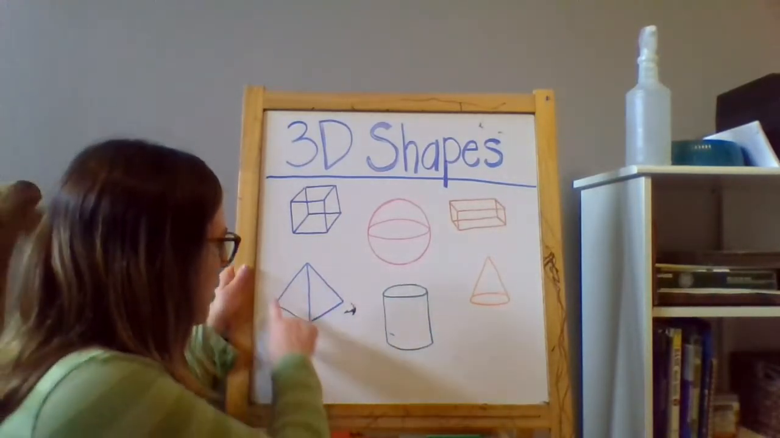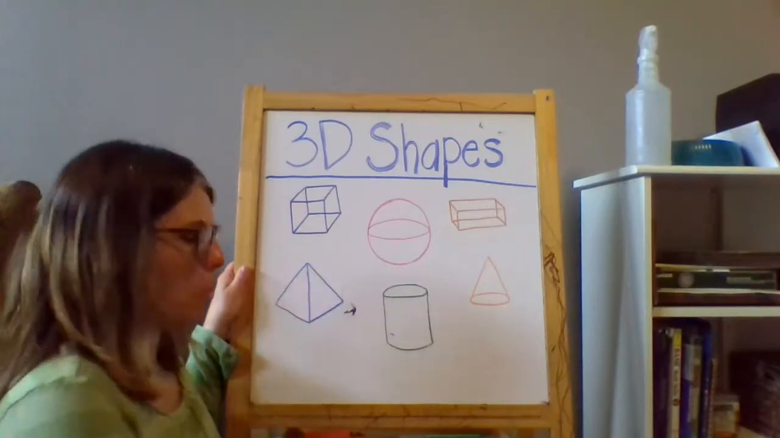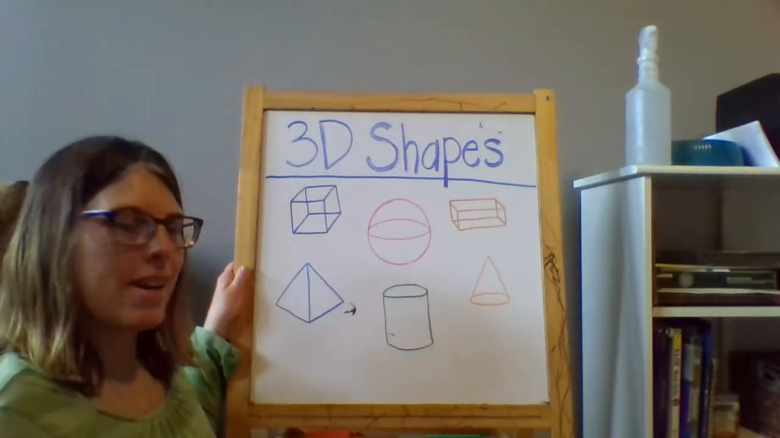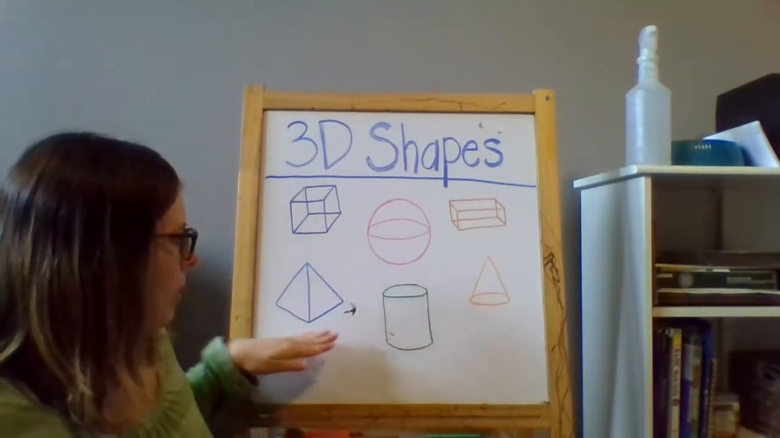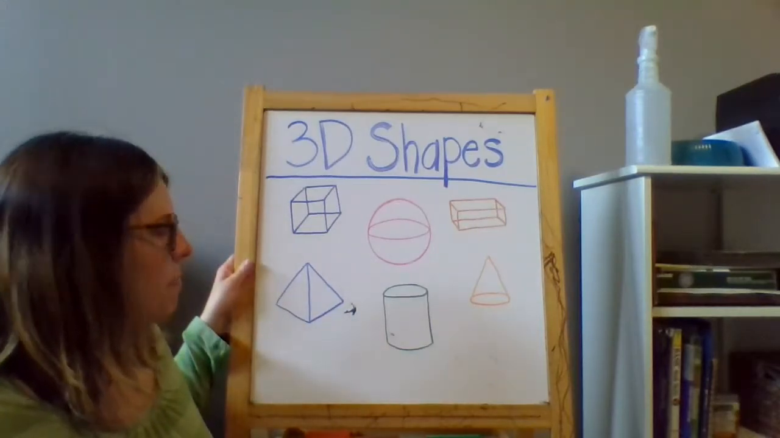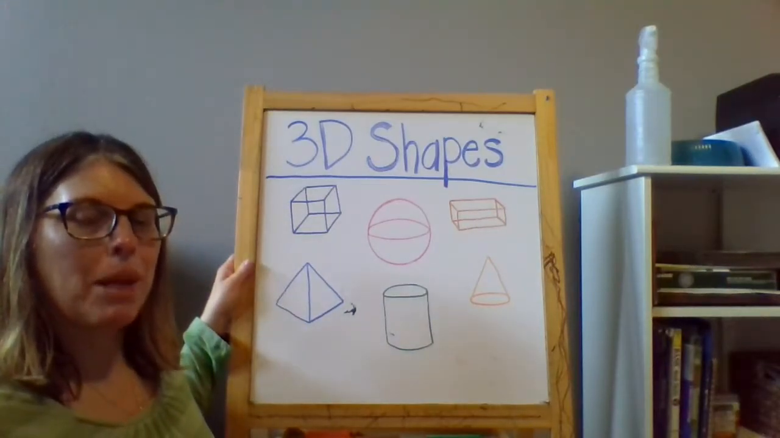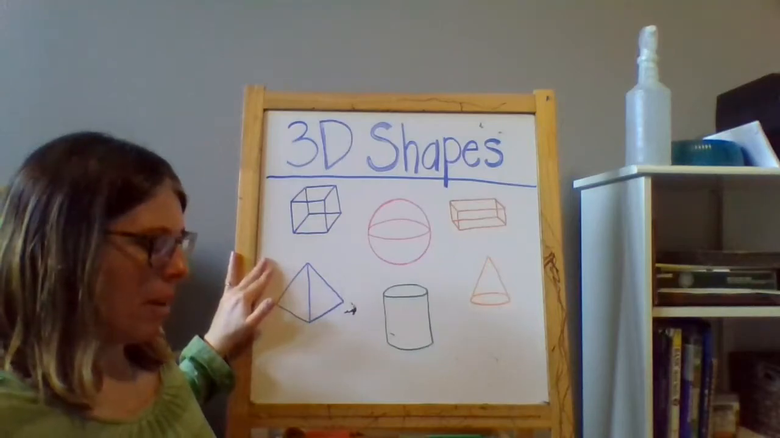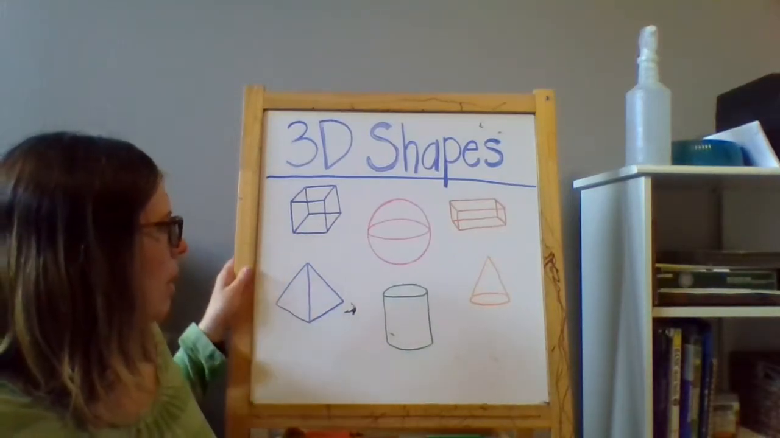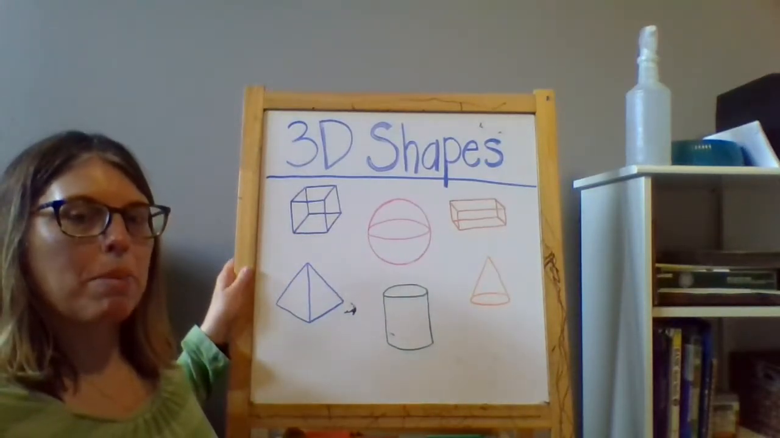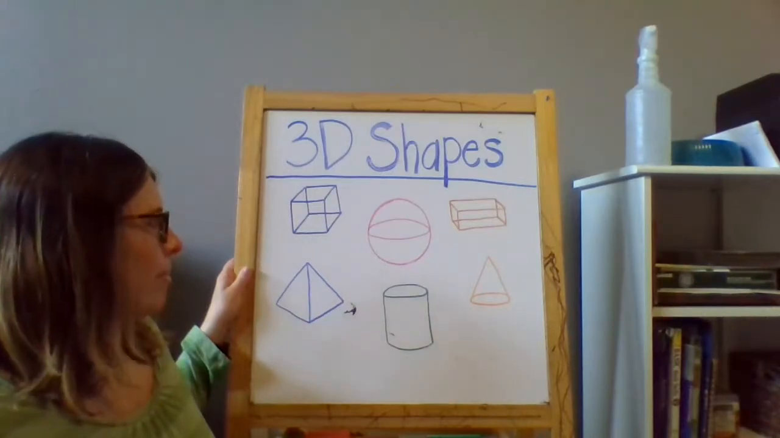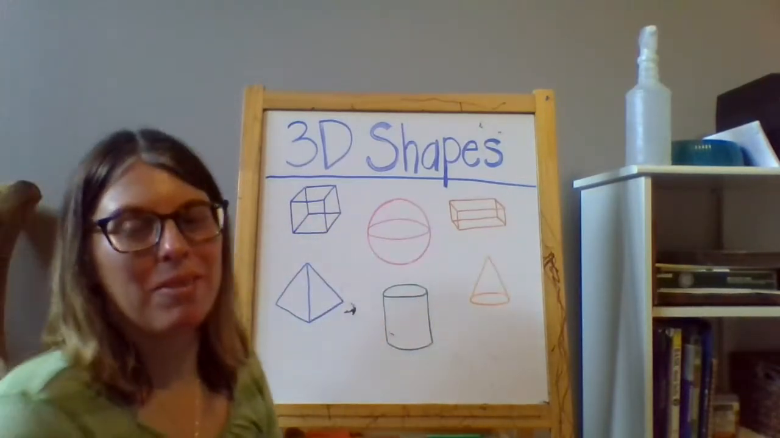Okay, this one comes to a point at the top. And this one has a square base. So the bottom of it would be a square. It's a pyramid. And this is a special pyramid. When the base of it is square, we would call it a square pyramid. Okay, so there's some shapes that we reviewed.